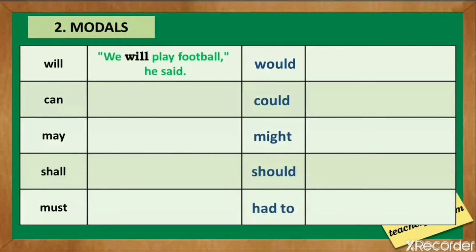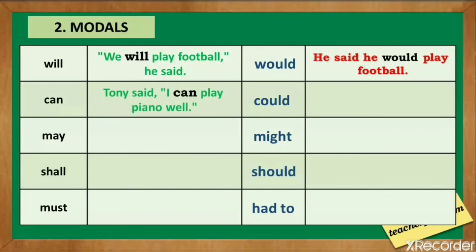Examples: we will play football, he said. The indirect speech is he said he would play football. Tony said I can play piano well. The indirect speech is Tony said he could play piano well.